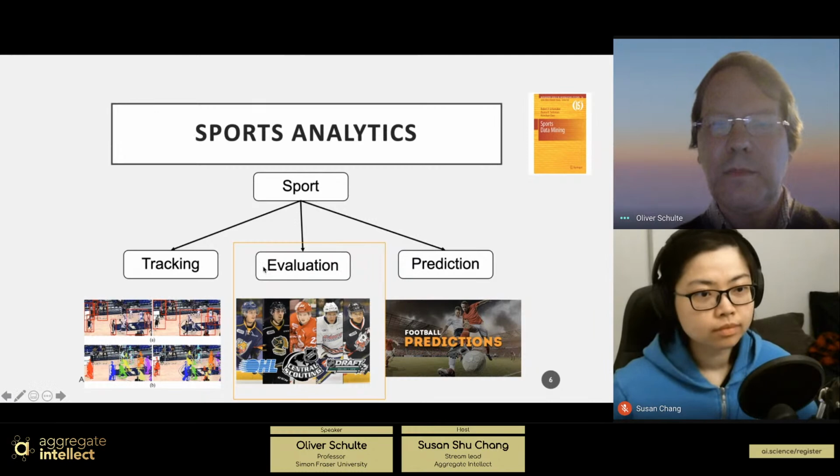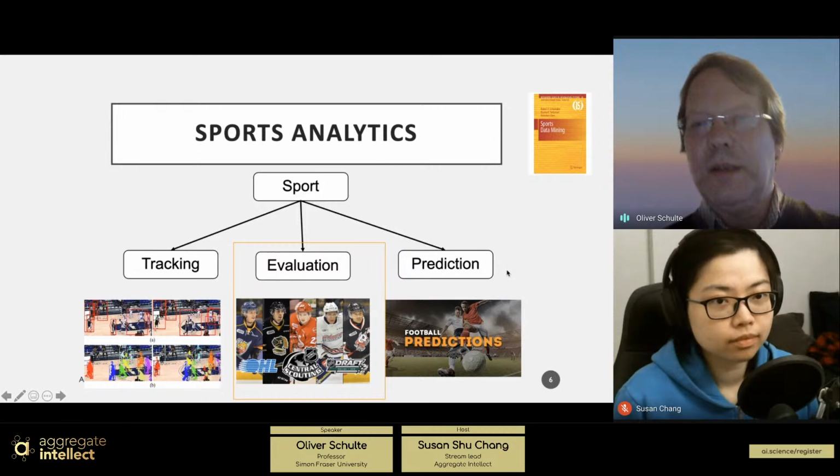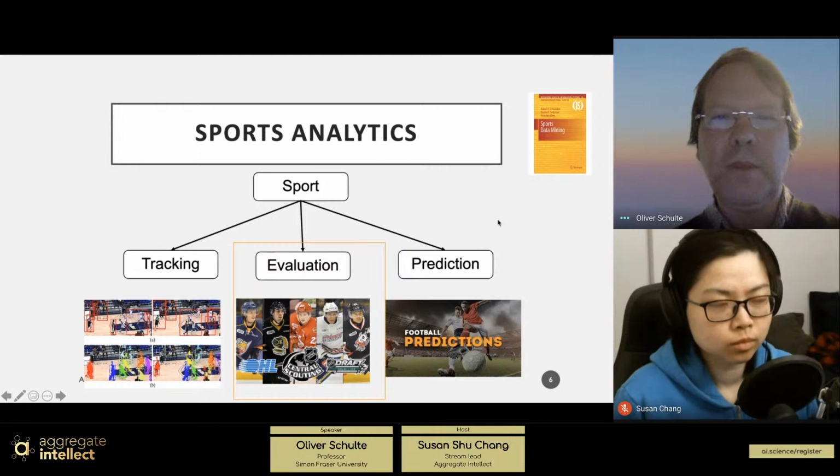Then there's player evaluation, right? How good are the players and what are their strengths and weaknesses? So that is where most of my research has been focused and what I'll be going into today. And then the last major type of problem is prediction, in particular match outcome prediction. So like who's going to win, who's going to get the next corner. And each of these categories has had a lot of work.